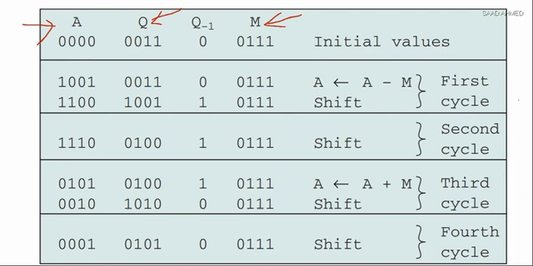Now, if we use 7 as the multiplicand and 3 as the multiplier, these are the binary bits, and you are doing 4 bits. So this is what you are going to see.